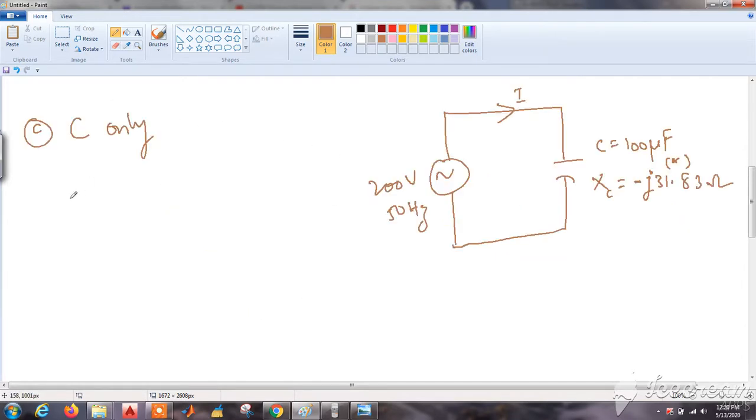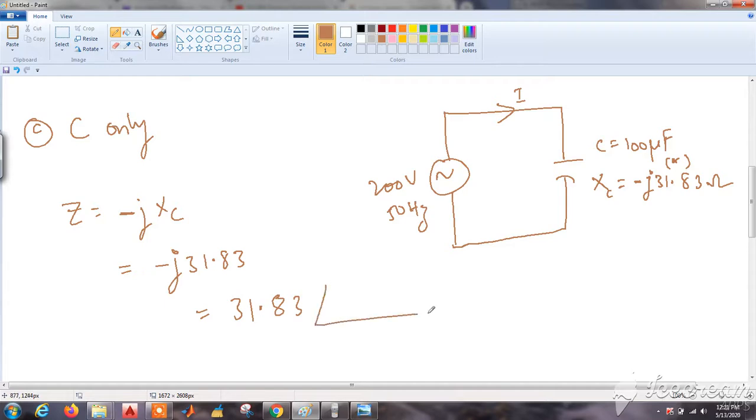Now here also we have to apply the same thing. Z consists of only capacitance, so minus jXc, that is minus j31.83, and in phasor form you get 31.83 with an angle of minus 90 degrees. In the inductor we got plus 90 degrees, here we'll get minus 90 degrees. Ohms, this is our impedance.